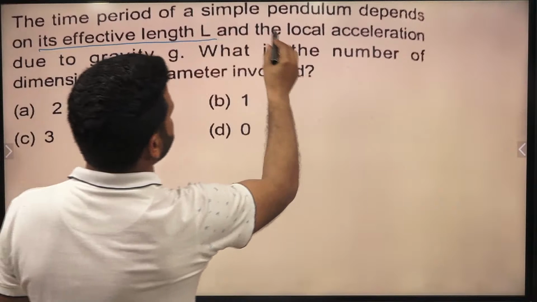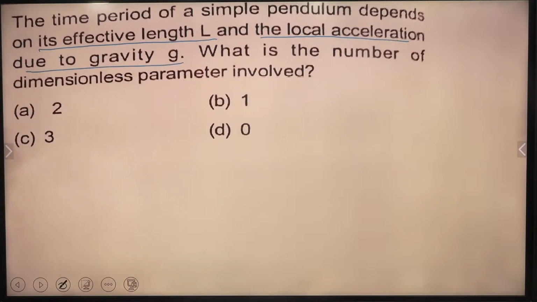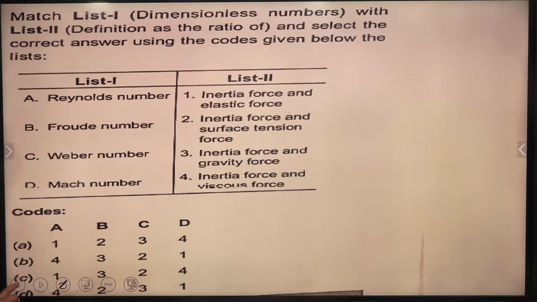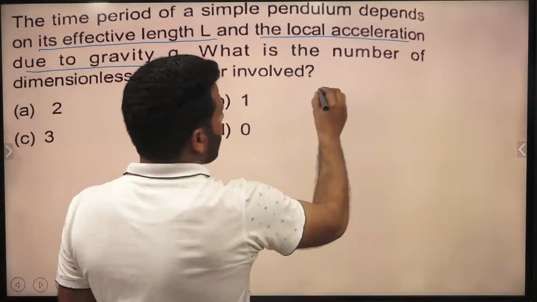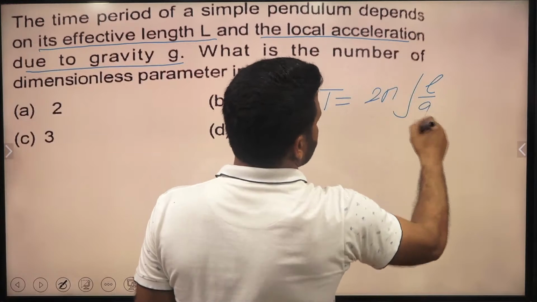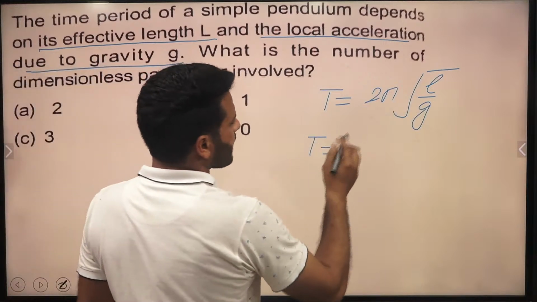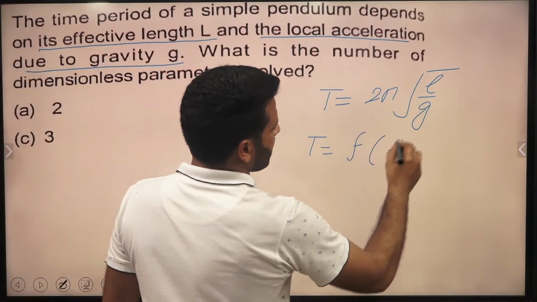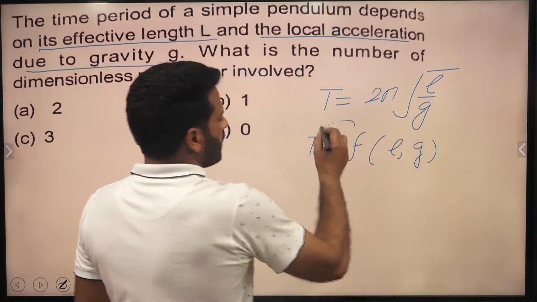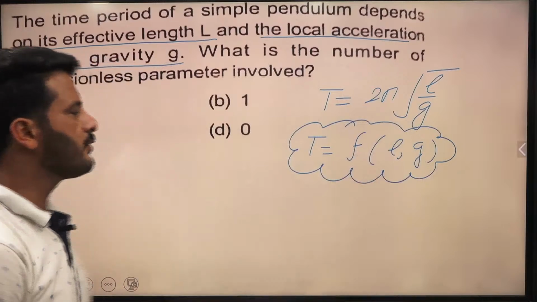In next question, the time period of a simple pendulum depends upon its effective length. That is, the capital L is the effective length of the pendulum, and local acceleration due to gravity is the G. What is the number of the dimensionless parameters involved? Number of the dimensionless parameters involved. So I'm just doing here. So time period, we have this formula. So 2 pi root L upon G. That we have formula, time period. Okay, so even you can just write here, this time period of pendulum is the function of this length of pendulum and this acceleration due to gravity value.